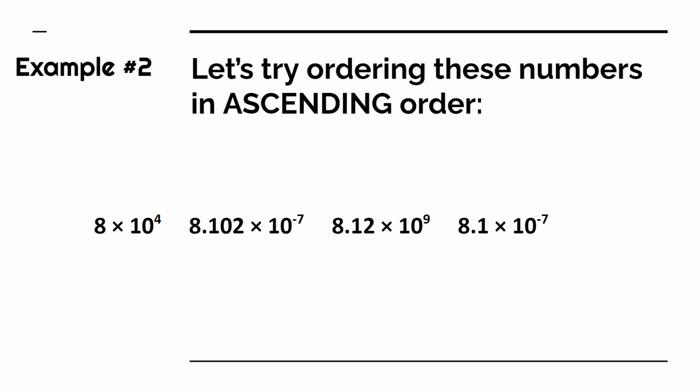All right, next one. We're going to be ordering these in ascending order this time. Ascending means that you're going upwards, so I'm starting with the smallest and going to the biggest number. Out of these exponents that we see here, which one is the smallest? I see that I have -7 for two of them, so those two exponents are the same. They're also the smallest ones that we have listed. So I'm looking at the coefficient next. Out of these two, which is bigger, 8.012 or 8.1?